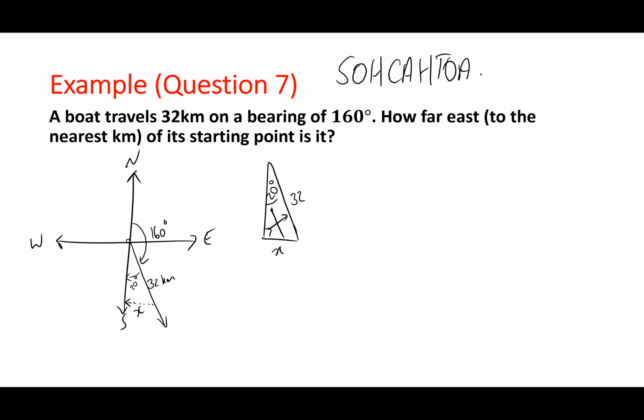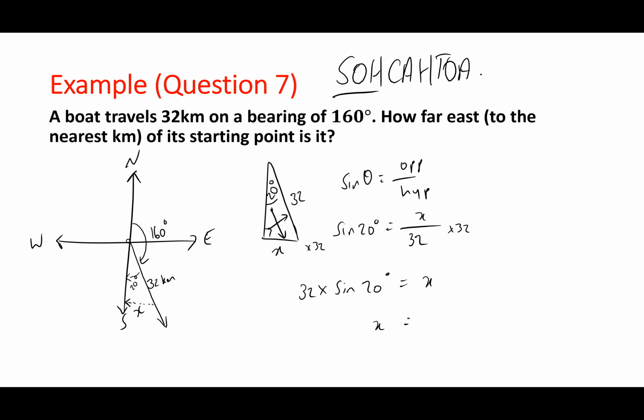Okay, so what we're going to do next is substitute some values in. So sine 20 degrees is equal to, opposite is x, hypotenuse is 32. Okay, multiply both sides by 32 to get x by itself. And we get 32 times sine of 20 degrees is equal to x. So x is equal to 32 times sine 20 degrees. Okay, so it's traveled 10.94 kilometers in that direction.